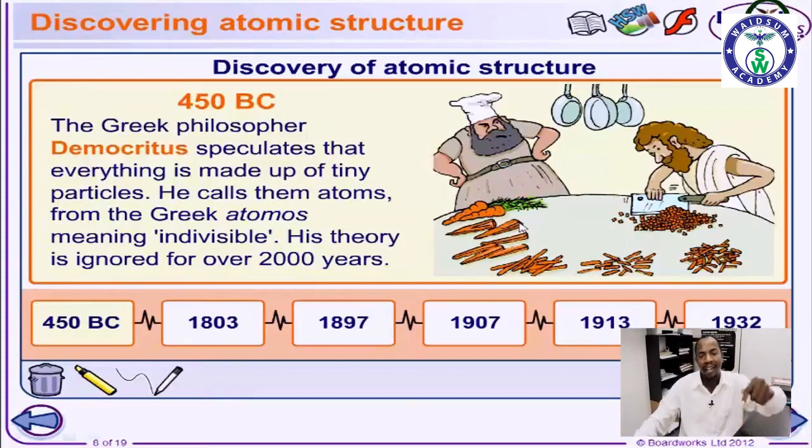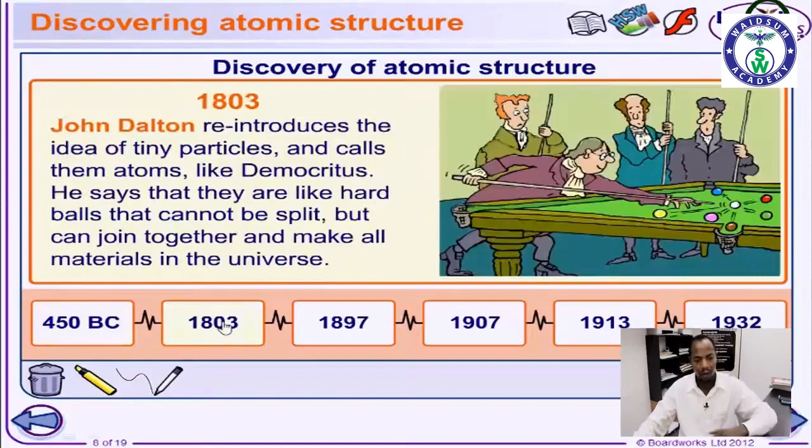So as far back as 450 BC, atoms had been named. Now let's take a look at 1803. Dalton reintroduced the idea of the particle during this time and called them atoms, like what Democritus did. Because John Dalton was a British scientist, he used an English name. He said they are like hard balls and cannot be split, but they join together. This was his whole contribution.